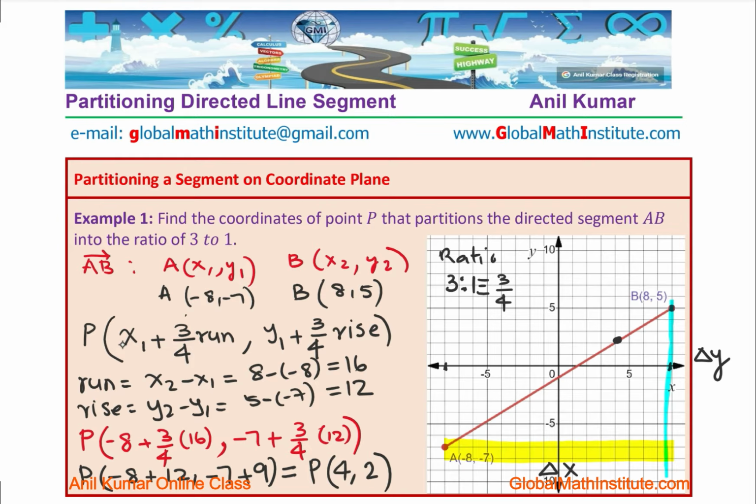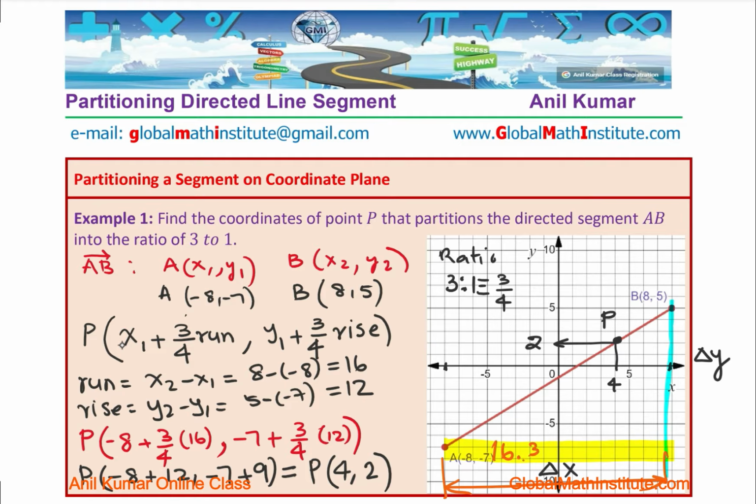Do you see that? So that is our point P, whose coordinates are 4 and 2. So 4 is the x value and 2 is the y value. You understand the whole process. So what we did was we calculated the run, which was from here to there, right? This much. This run is 16, right? This was 16. We took 3/4 of 16.